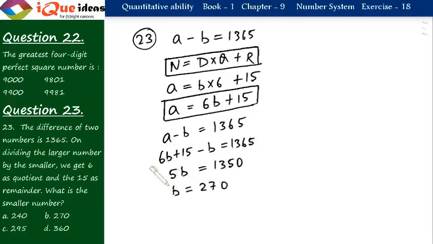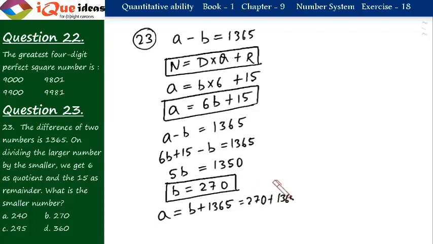Hence the larger number A would be B plus 1365, which is 270 plus 1365, which is equal to 1635. Right? You can check it. 5 plus 0 is 5, 6 plus 7 is 13, 3. 3 plus 1, 4 plus 2, 6, 1635. In the question, it is asking for the smaller number. So the smaller number is 270. Okay.